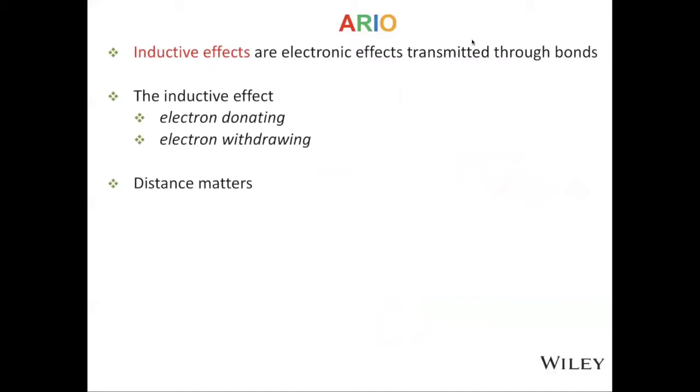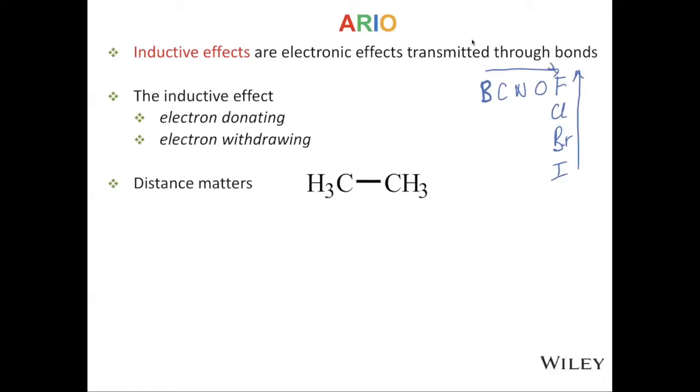And what we mean by electron withdrawing group are the atoms at the top and on the right of the periodic table. We have fluorine, chlorine, bromine, and iodine. And then we have oxygen, nitrogen, carbon, and boron. And so the electronegativity increases going across the periodic table, left to right, and going up the periodic table. So the more electronegative atoms are the ones that are going to be electron withdrawing.